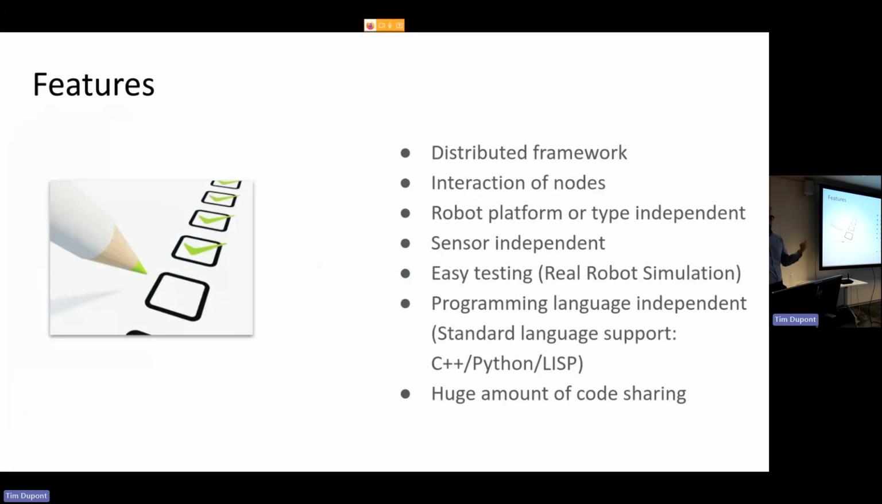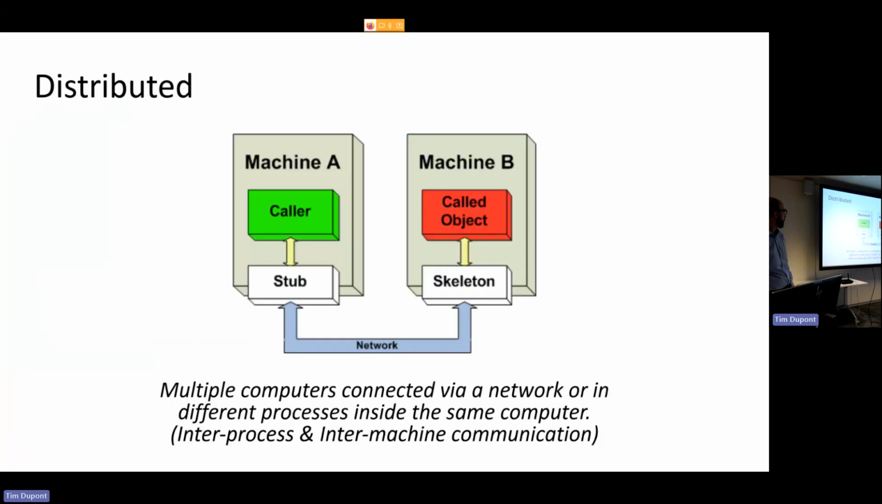It also has easy testing. We'll see a few simulators today. We're going to use, of course, a simulator. It's also programming language independent. Standard support is for C++, Python, also Lisp, but I don't think anyone will use Lisp. So Python and C++ are the main ones. But you can write bindings in whatever language you want. So it's really programming language independent. And of course, a lot of code sharing.